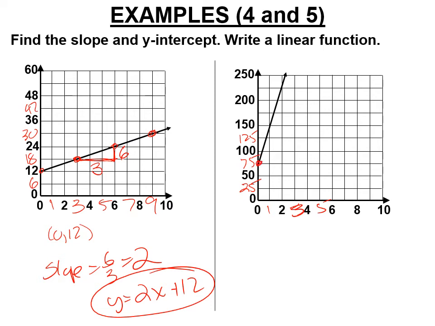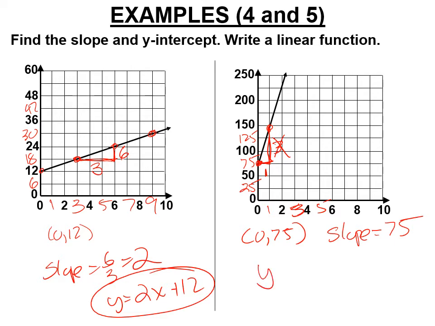Okay, the y-intercept is right there, 0.75. The slope here, the run is 1, but the rise is not 3. What is the rise? What's 3 boxes worth? 3 boxes is worth 75.